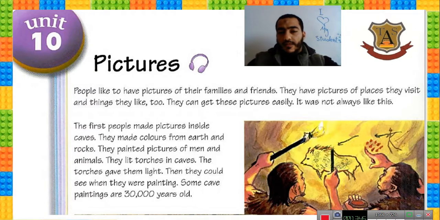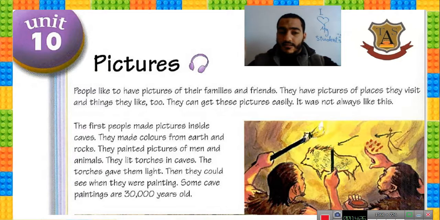Okay, let's talk about the pictures from the beginning. The first people means the old people in the past. The first people made pictures, as you see in this picture here, inside caves. They made colors from earth and rocks. Earth is like the ground. They took the colors from the ground, from the dust and mud. They painted pictures of men and animals. So they drew men and animals inside the caves.